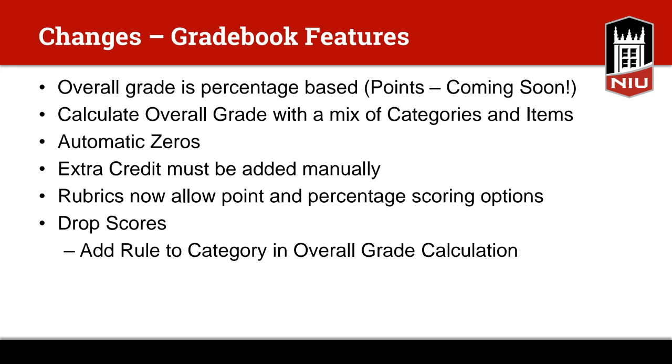Rubrics now are both percentage and point based, so that's nice. And the drop score is part of the overall grade. So when you set up your overall grade calculation, that's when you're going to set up the drop score. All you do is you add a rule to a category, and if there are n number of items in the category, you can drop up to n minus 1. So you can drop all but one of the scores. You can set it to pick the middle, things like that. So there's a little flexibility there too.